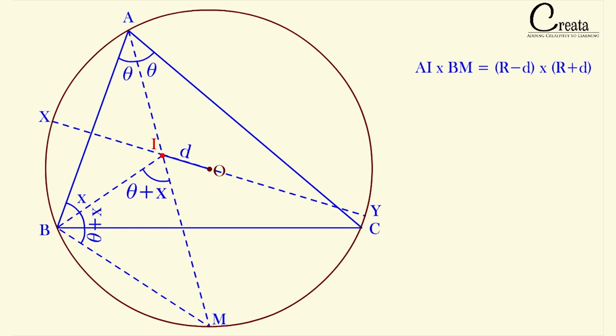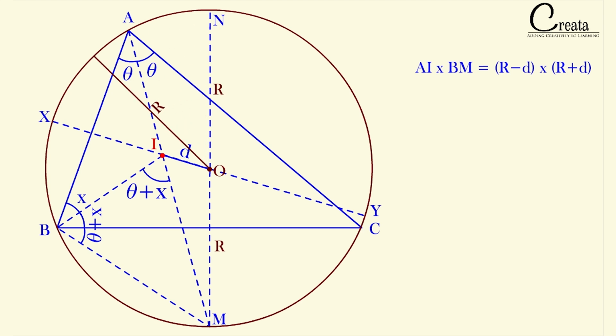Moving further, let's join the point M with point O. O is the circumcenter, so this line segment will be the radius of the circle. Let's denote OM as capital R, that is the circumradius. Further, let's extend the line segment MO to the point N on the boundary of the circle. So we got the line segment MN. Here MO is capital R, the radius, and ON is also equal to capital R, the circumradius.